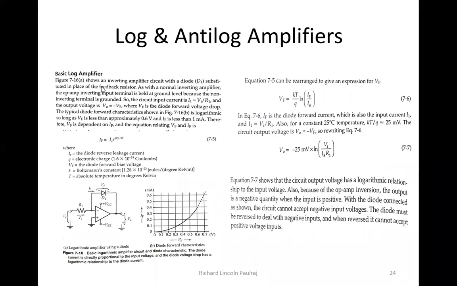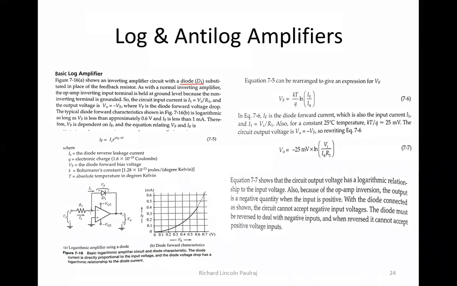Okay, so the figure shows an inverting amplifier with a diode D1 substituted in place of the feedback resistor. So instead of a resistor, what are we using? We are using a diode, diode D1. As with a normal inverting amplifier, the op-amp inverting input is held at ground level.